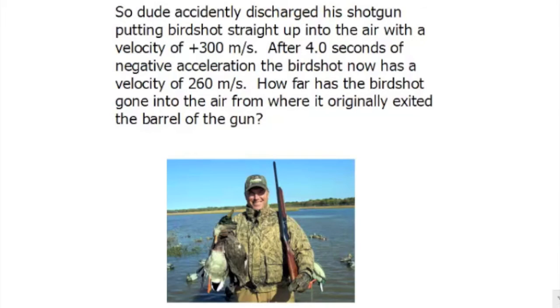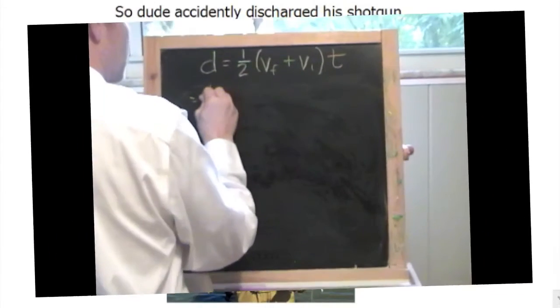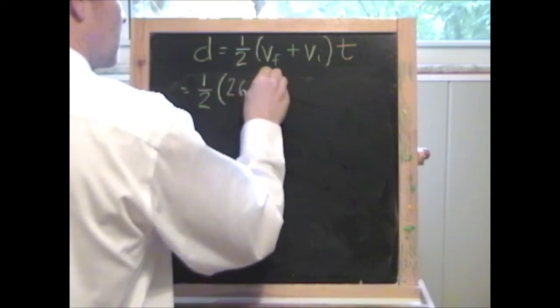All right, let's see if he does better on this. Remember the guy who discharged a gun in the air? Well, let's suppose after 4 seconds it's 260 meters per second. How far has that birdshot gone into the air from where it originally exited the barrel of the gun? So that's a good motion equation 2 question as well. Oh yeah. Look at him go.